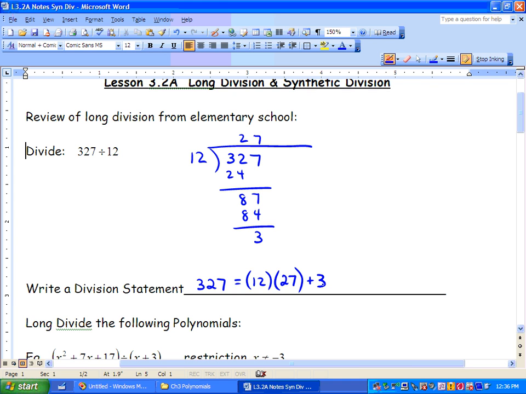Your other division statement, the other form of the division statement, is a restatement of the question. So you take your 327 and you divide it by 12, and the answer you got when you did that was 27, and then you had a remainder. The remainder was 3, and that remainder is always over what you were dividing by. So it is 27 plus 3 over 12.